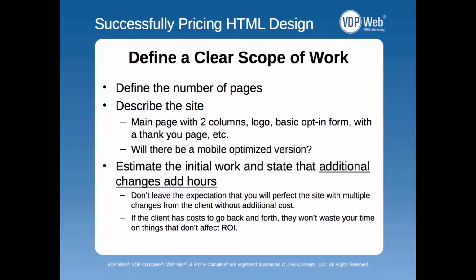So one of the key points here is, if the client has costs to go back and forth, they won't waste your time on things that don't affect ROI. So you want to make sure that they are being concise with getting you information, and that they're not wasting your time with a bunch of back and forth, changing their mind, revisions, on and on and on. So it's important to make sure that they have additional charges for additional work.